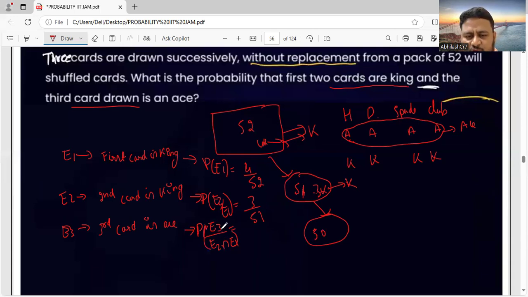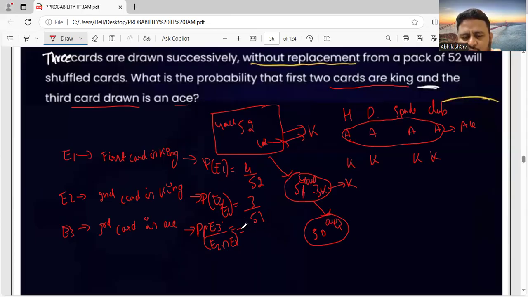So that is given by what, friends? How many aces are there? There are 4 aces. Here also 4 aces, here also 4 aces. We are not touching the aces, because we are removing only the kings. Still 4 aces are there.